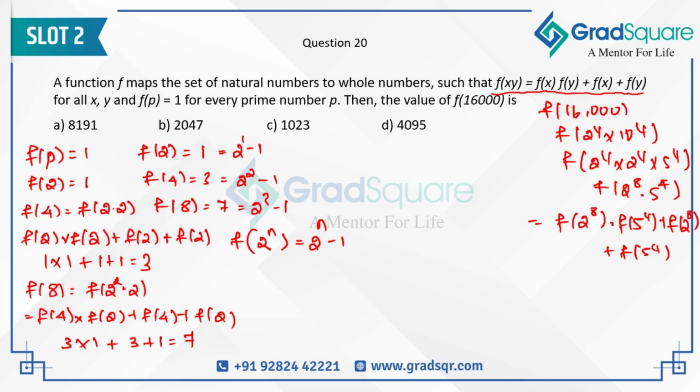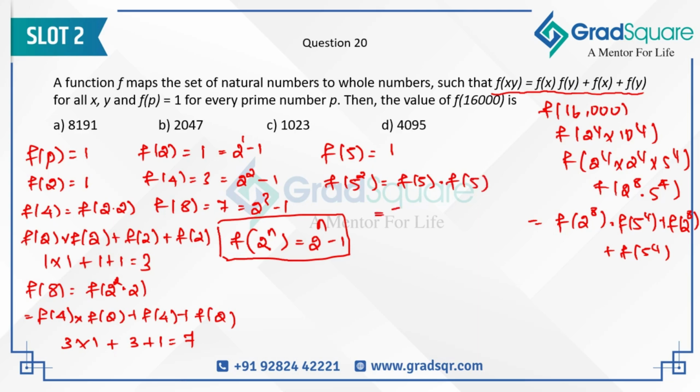That can be found using this generalized equation, right? But I need the value of f of 5 power 4. So what happens if my input is 5? Again a prime number is equal to 1. If I have to find the value of f of 25, say 5 square, then this is f of 5 into f of 5. Again this can be written as f of 5 into f of 5 plus f of 5 plus f of 5, which is going to be 1 into 1 plus 1 plus 1, which is going to give me a 3.